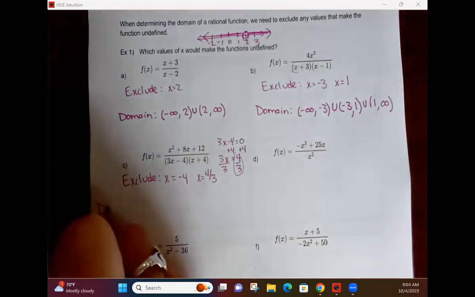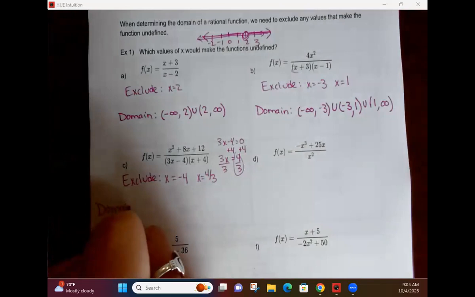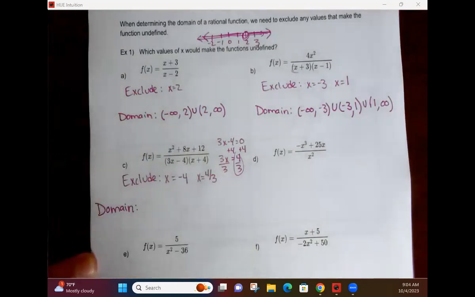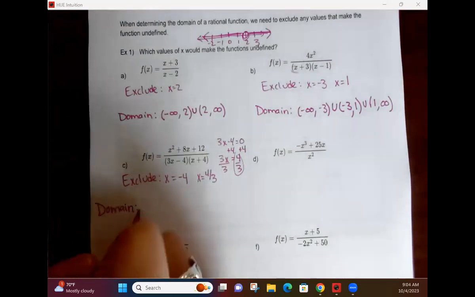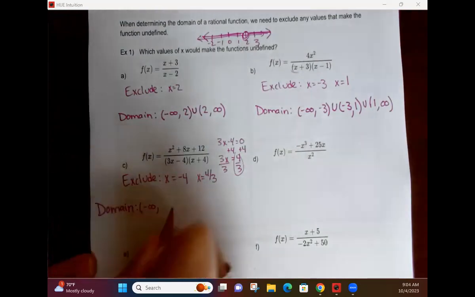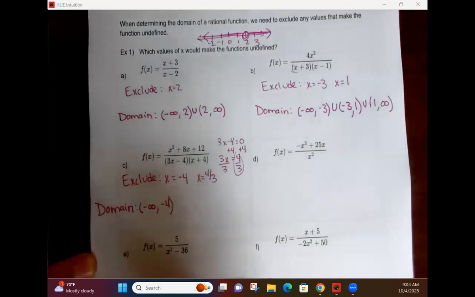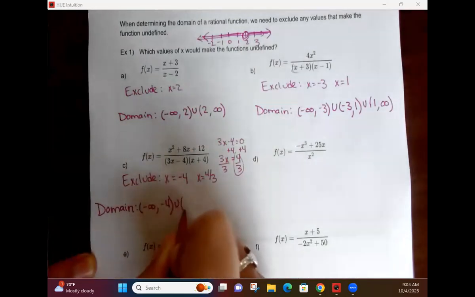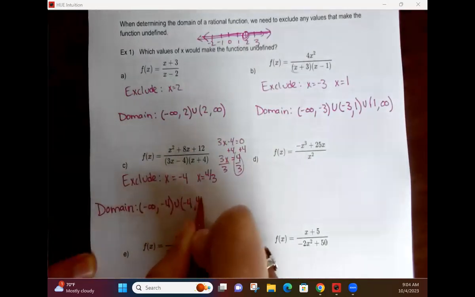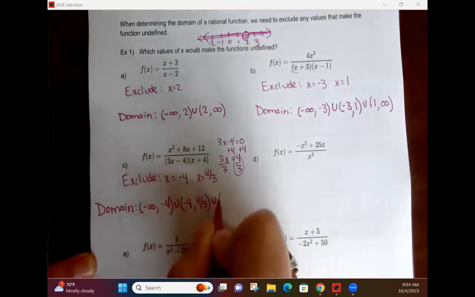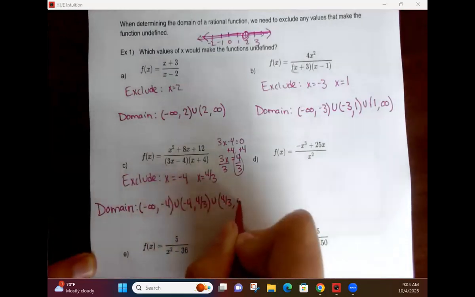So my domain, again, would be all real numbers except for these guys. So as I'm writing my domain, I'm going to break anywhere that I hit these values. So -infinity to -4. Again, make sure you're hitting them in order. And then -4 up to 4/3. And then 4/3 to infinity.